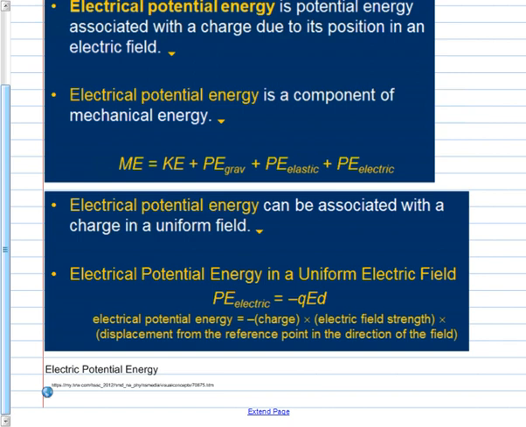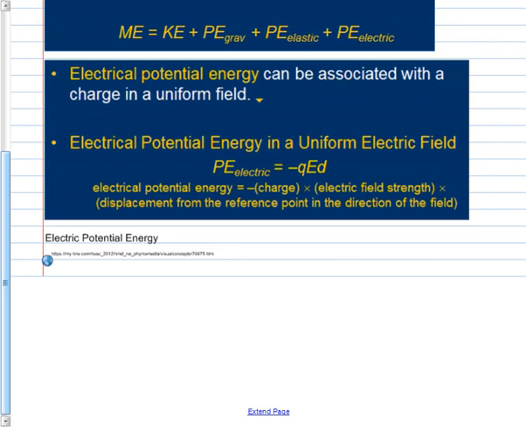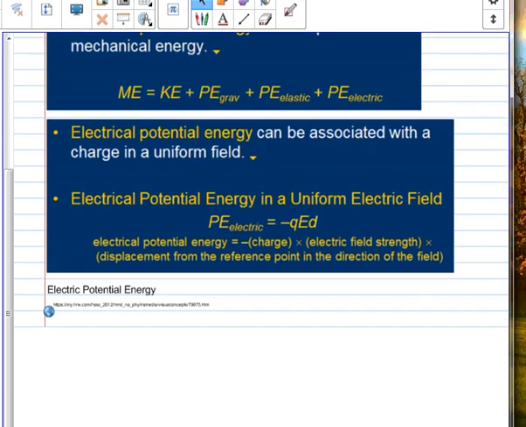And here we go. Electric potential energy can be associated with a charge in a uniform field. So the electric potential energy is the negative of the charge times the electric field strength, there's E, times d, the distance we are from some reference point in that field. When we're talking about gravity, it's the distance we are from the center of mass that's producing it. Well, here there's just some position that we want to know. What is our potential compared to that position in the electric field? So electric potential energy.